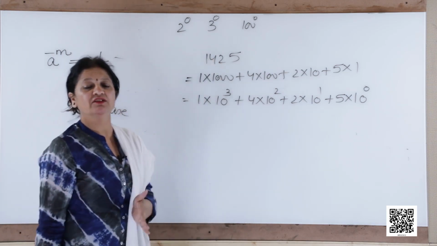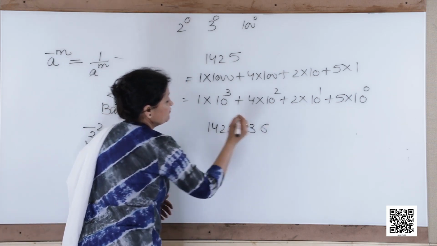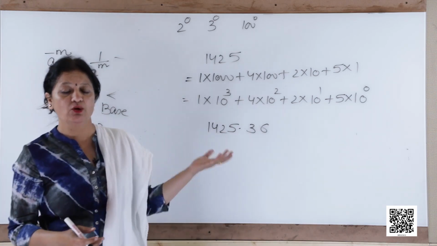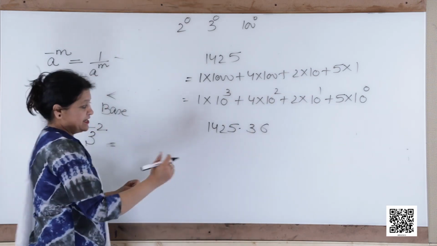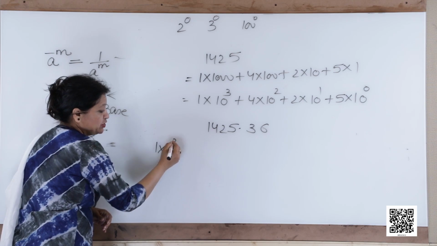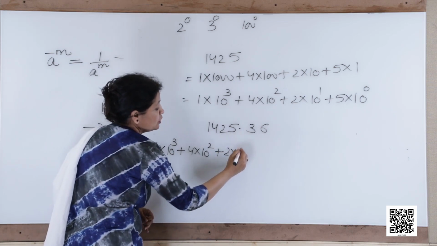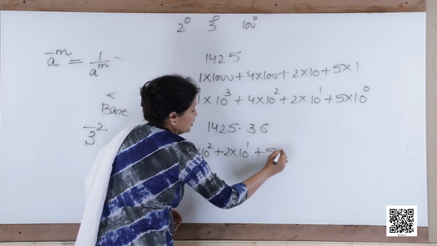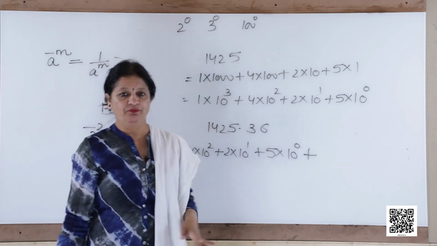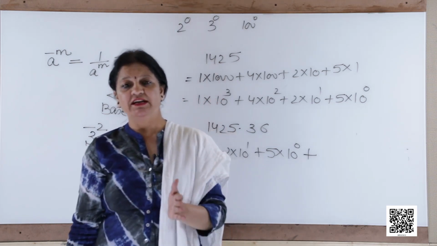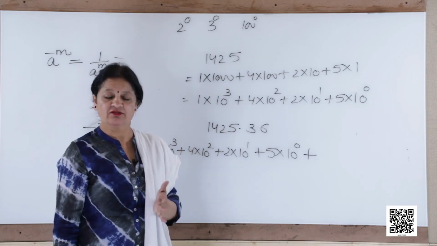But if we have the number in decimal form, for example 1425.36, and they tell you to write this in expanded form using exponents, till here it will be exactly the same, means 1 into 10 cube plus 4 into 10 square plus 2 into 10 raised to the power 1 plus 5 into 10 raised to the power 0 plus. Now, here comes the decimal. All of you know that after the decimal, your terms will be 1/10th, 100th, 1000th, like that.